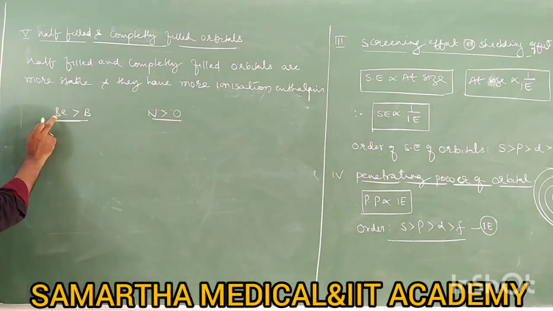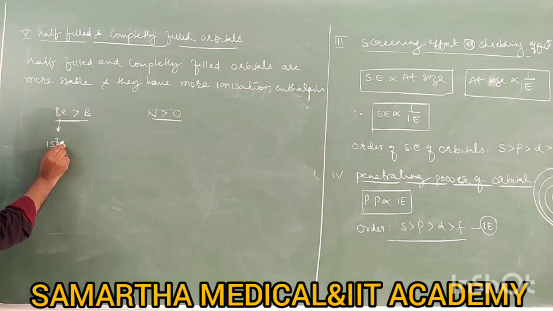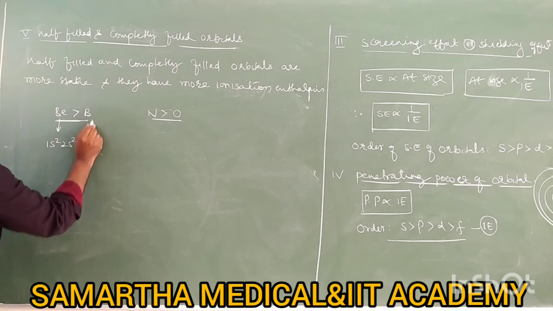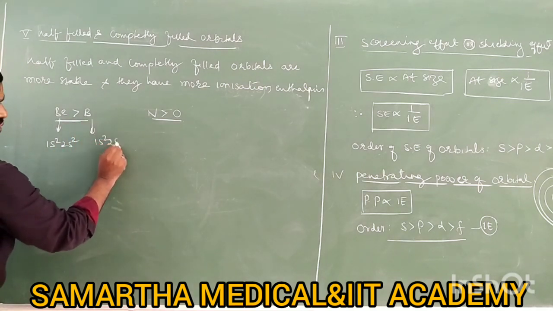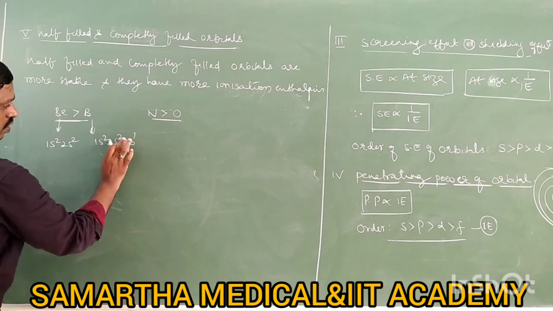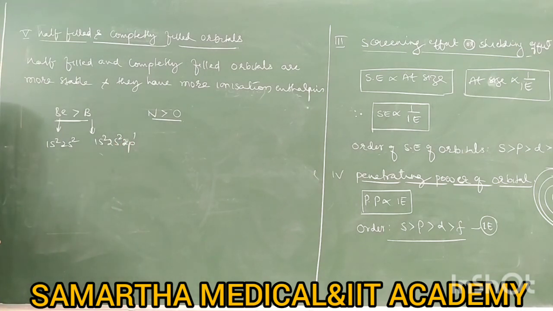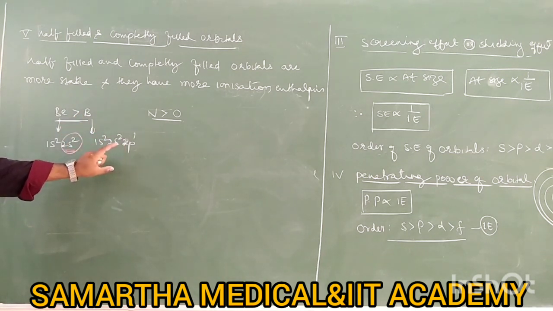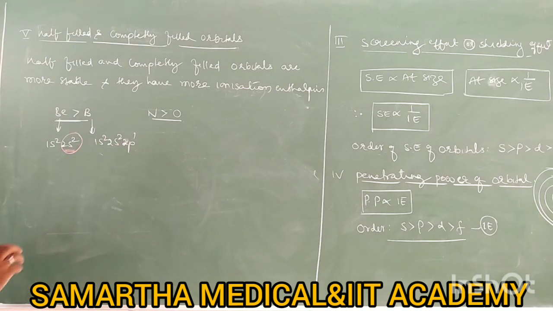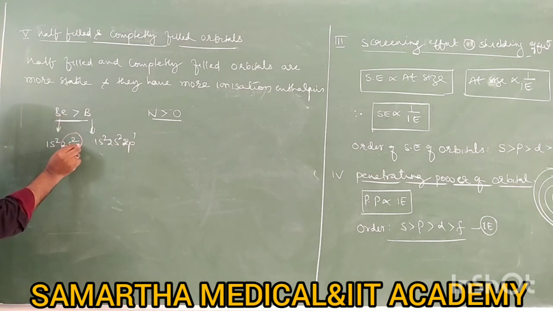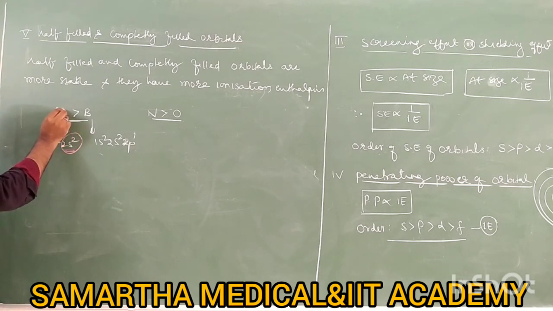Beryllium has more ionization enthalpy compared to boron because beryllium's electronic configuration is 1s2 2s2. Boron's electronic configuration is 1s2 2s2 2p1. Here beryllium has a stable, completely filled configuration, 2s2, whereas boron has 2p1. 2p1 is not completely filled, nor half filled. Since beryllium has a completely filled s orbital, which is more stable, its ionization enthalpy is more.